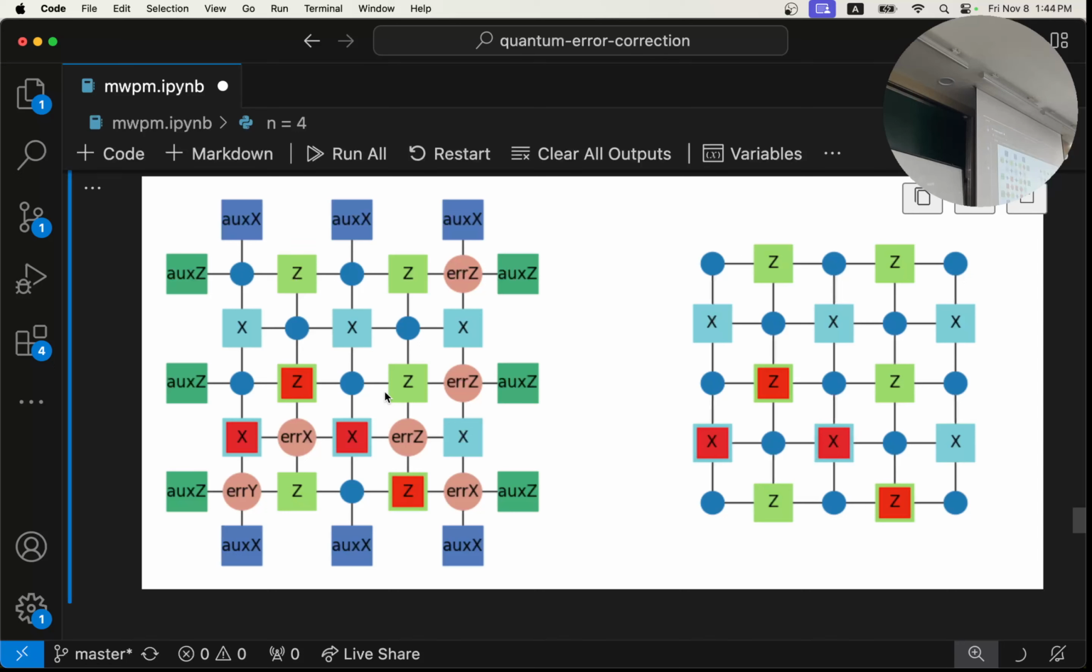Error Y is the error X and Z occurring at the same time.